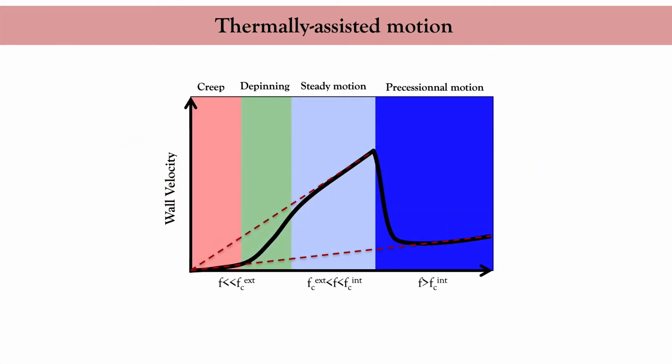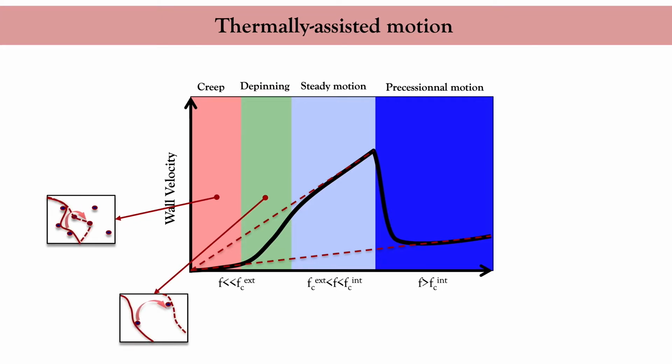So if I summarize this discussion on a chart, that's what I get. On the abscissa, I have the applied force, that can be an external field, a field gradient, or a charge current, and on the ordinate, I have the velocity of the wall. I can distinguish four regimes: the creep regime, the thermally assisted depinning regime, the steady motion, and the precessional motion.